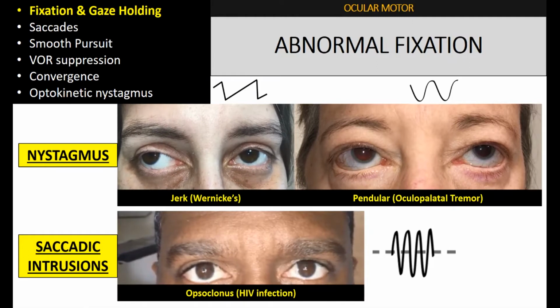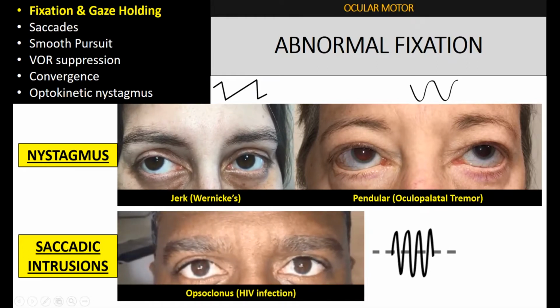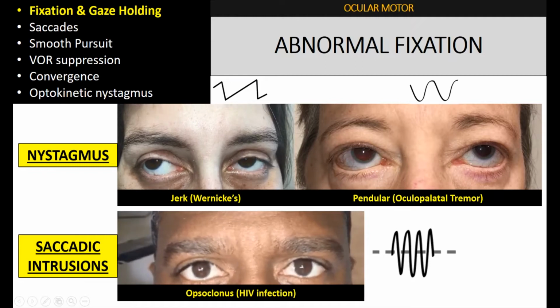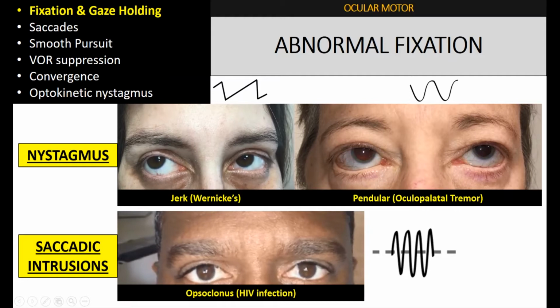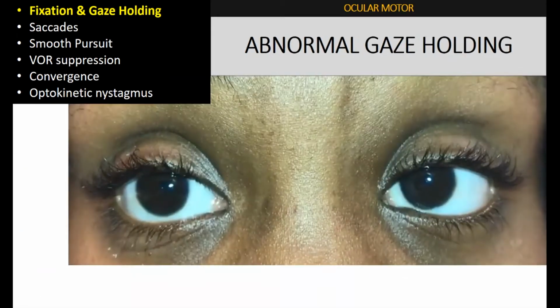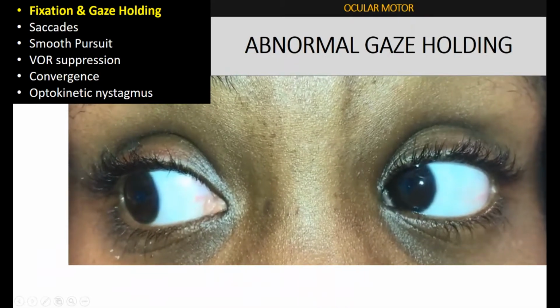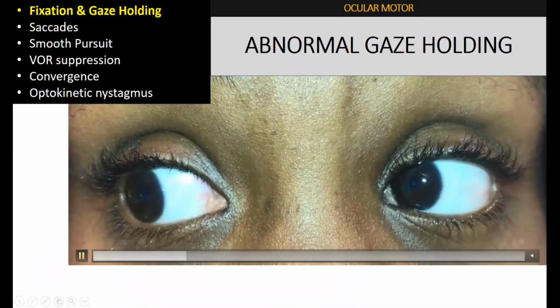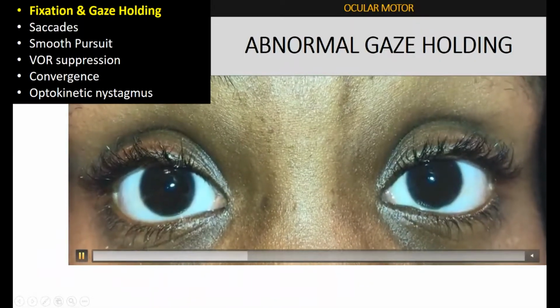So this transition from gaze-evoked nystagmus in lateral gaze, then the patient comes back to center and the nystagmus changes direction, that's rebound nystagmus. That's always pathologic. That's how you know that a patient who has a little bit of jiggling in eccentric gaze has pathologic gaze-evoked nystagmus rather than normal physiologic endpoint nystagmus.